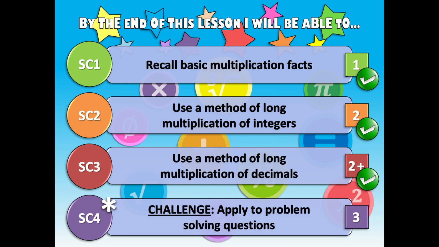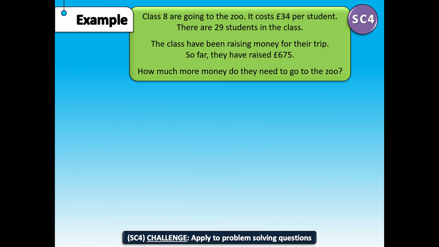And now we've completed success criteria 3. So now we're going to move on to number 4, and this is to apply to problem solving questions. So Class 8 are going to the zoo. It costs £34 per student, and there are 29 students in the class. The class have been raising money for their trip, and so far they have raised £675. So how much more money do they need to raise to go to the zoo?